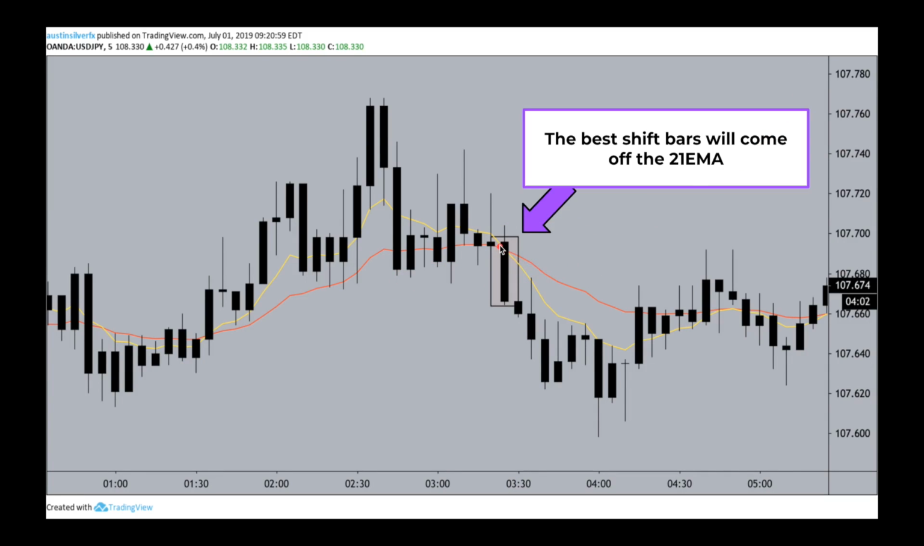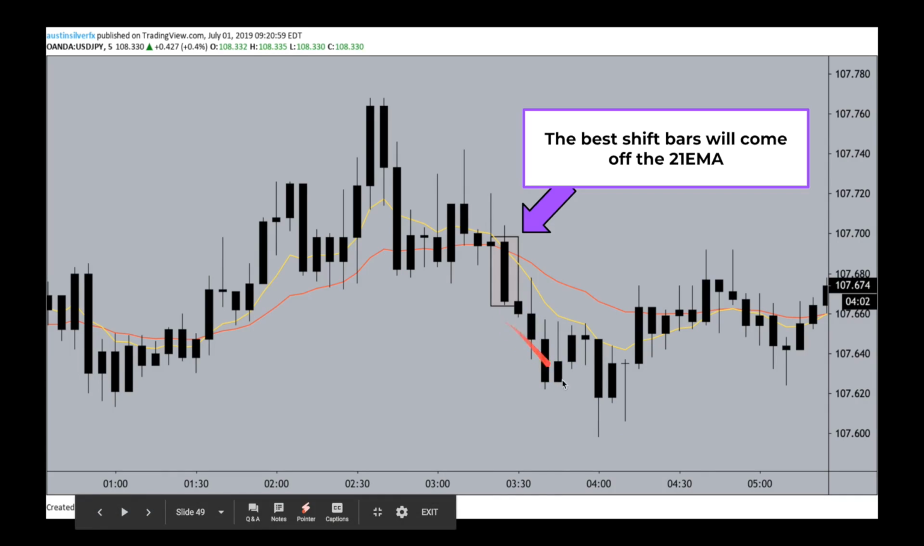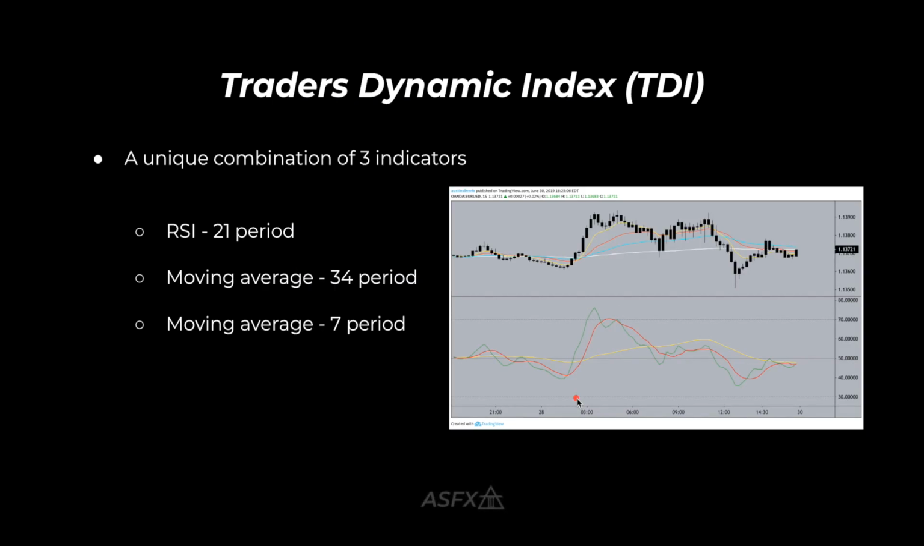Again, opposite, look at it inverted. You can see another shift candle there where the 8 comes underneath the 21 after being in an uptrend. The shift bar takes us down and moves us lower at about 3:30 in the morning there. Now, the candle formations themselves are great.